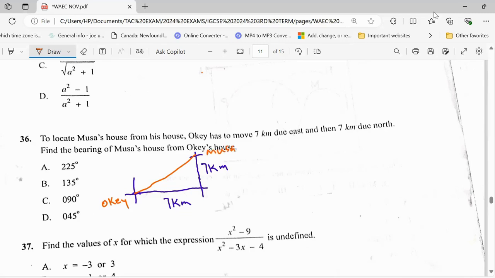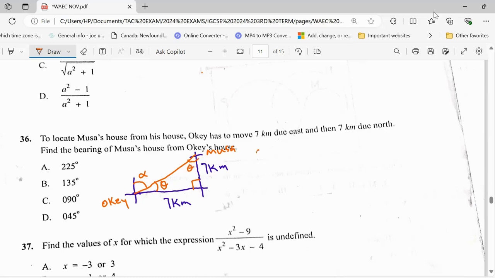Okay, fine. Now they ask us, remember that there is 90 degrees here. Find the bearing of Musa's house from Ok's house. So we are looking for this angle here. Let's call that angle alpha, and let's call the inner one here theta. Of course, looking at this, it is a right angle isosceles triangle. So I know this is 90. Definitely, if this is theta, this side will also be theta. The theorem that said the two sides of an isosceles triangle are equal, and then the base angles are also equal. So that means this is also theta.